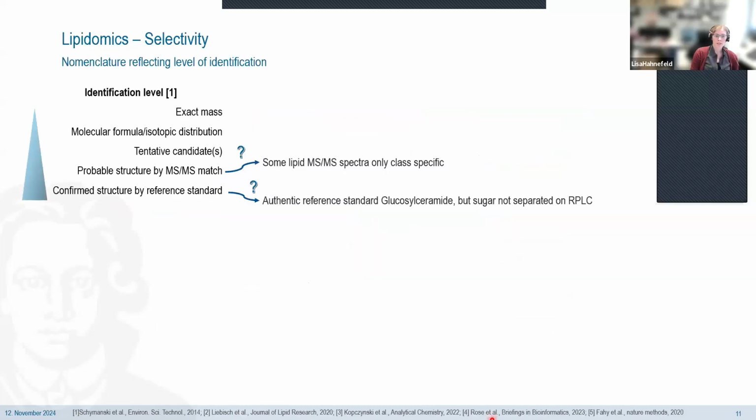So first, the selectivity. Probably all of you know that in mass spectrometry, and especially in lipidomics, it's really important that the nomenclature you use to label your compounds reflects your level of identification. Now if you look at the 5 levels of identification proposed by Schymanski et al., for lipids you already see some difficulties, because you might have an MS-MS match confirming that this should be the right structure. But several lipids have more lipid class-specific MS-MS spectra, so it's not actually compound-specific.